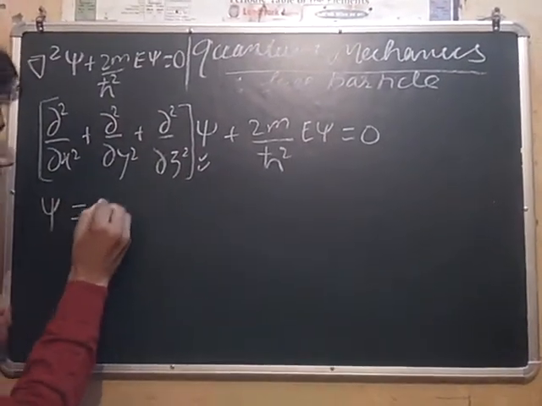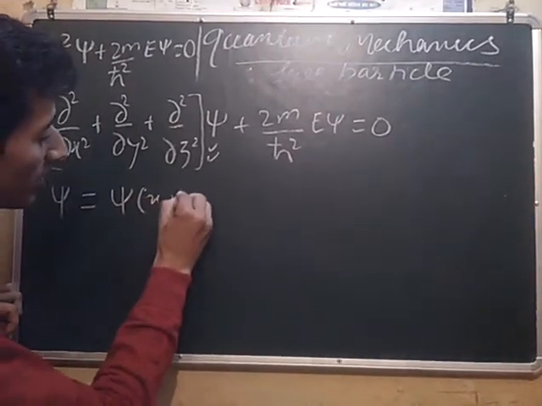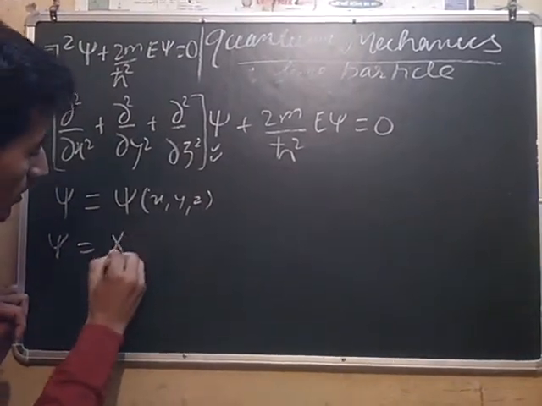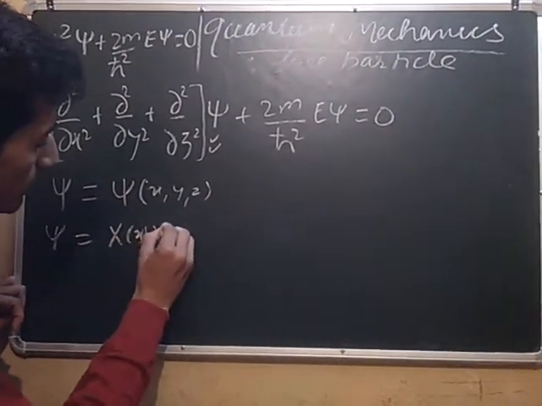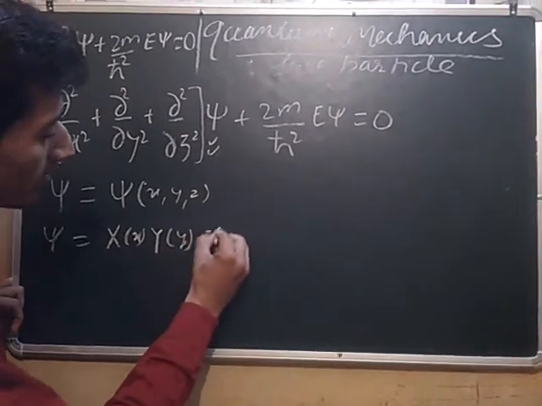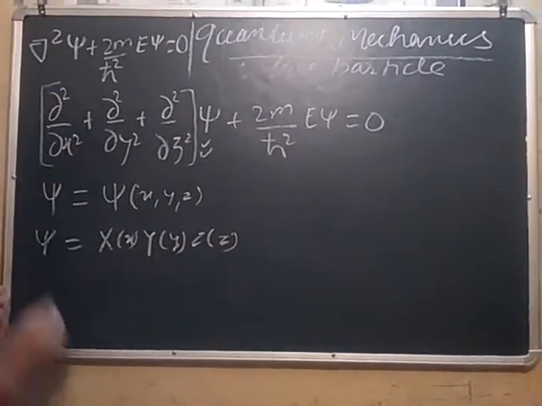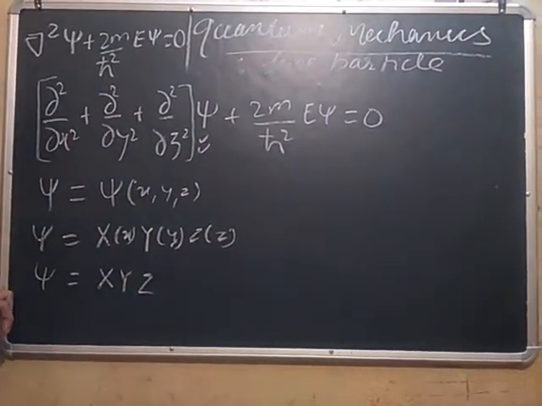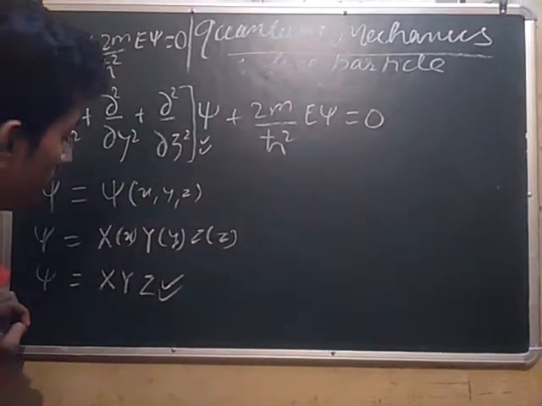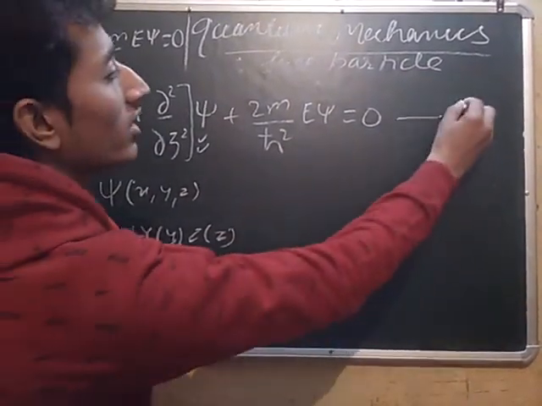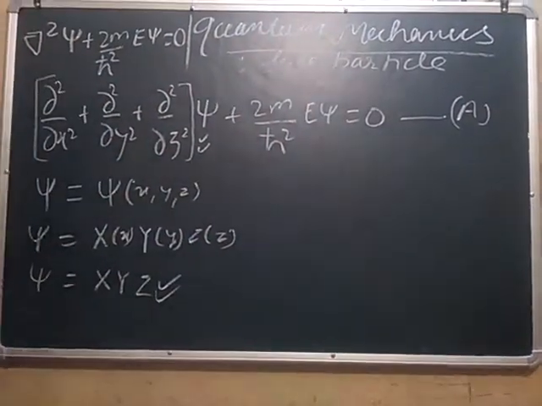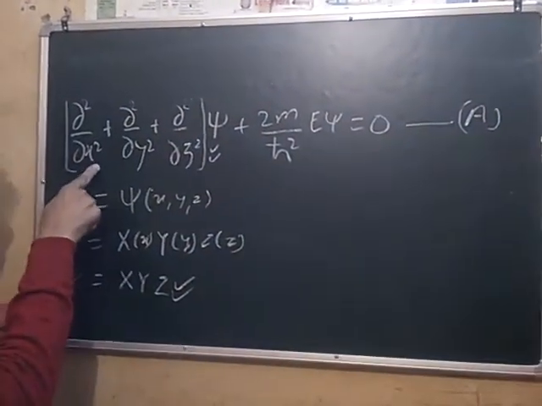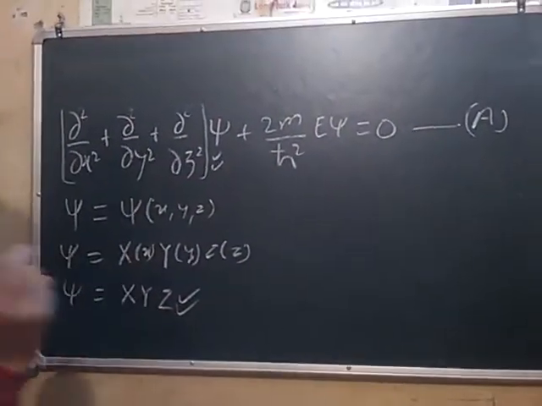Psi is the function of a space coordinate x, y, z. So psi can be written as function of x, function of y, function of z, or psi can also be written as X, Y and Z. Substitute the value of psi here in this equation A. While differentiating for x coordinate, y and z will be treated as constant.